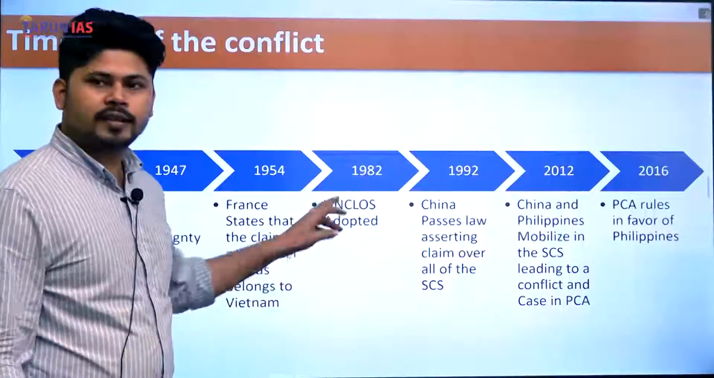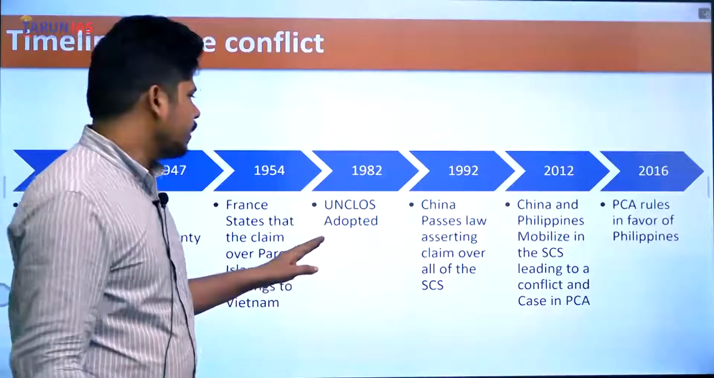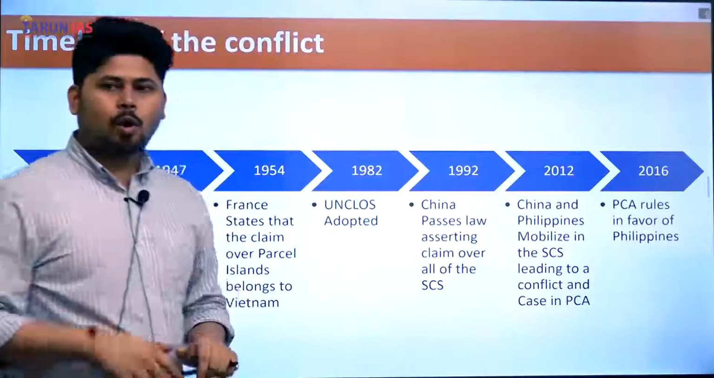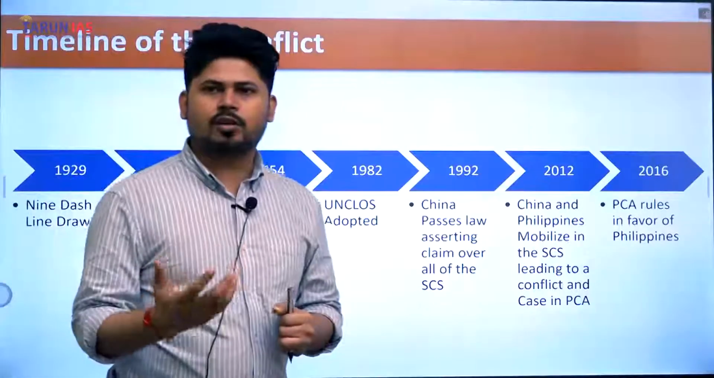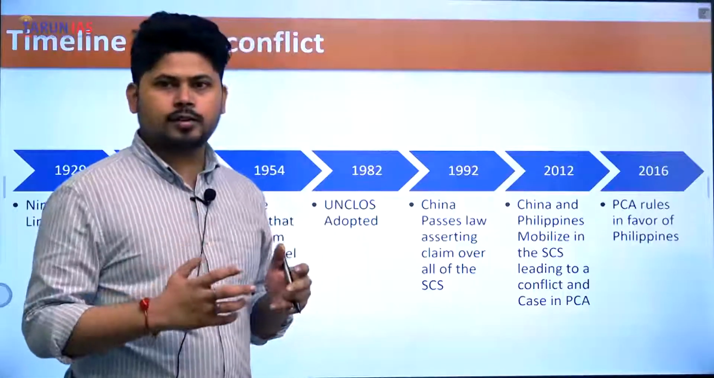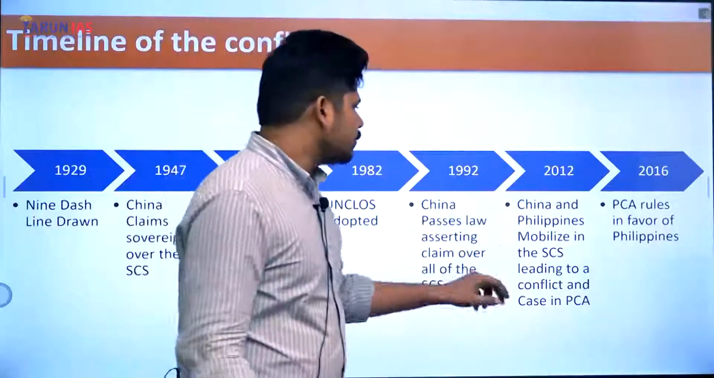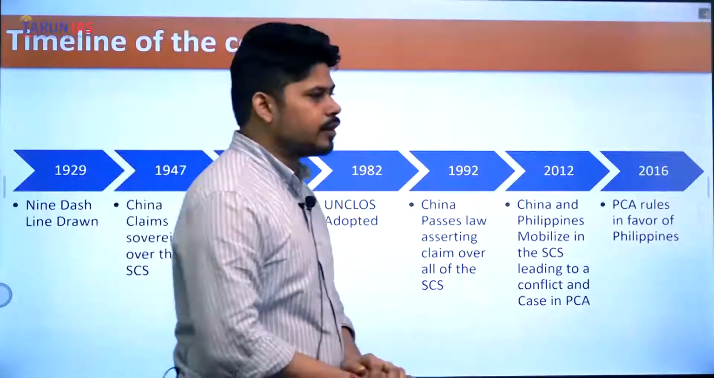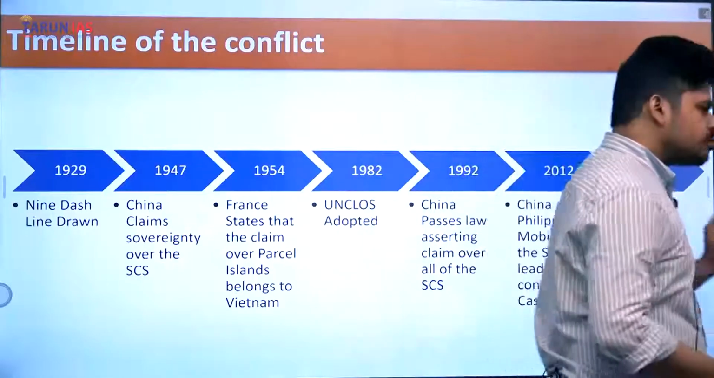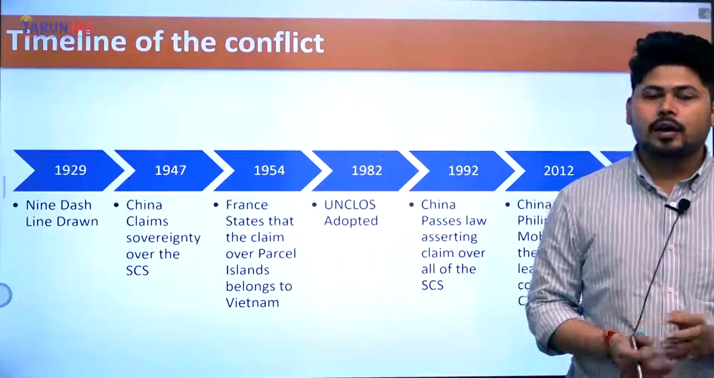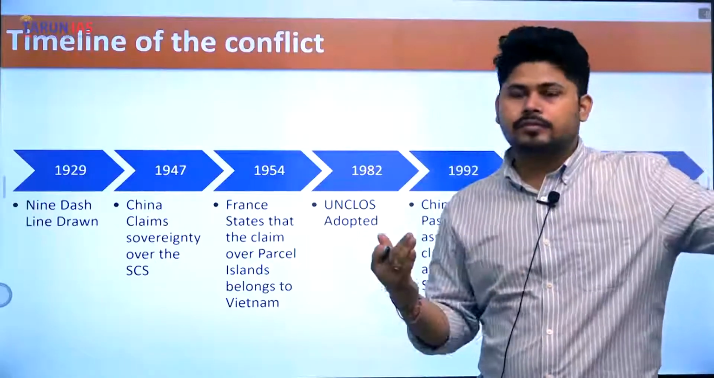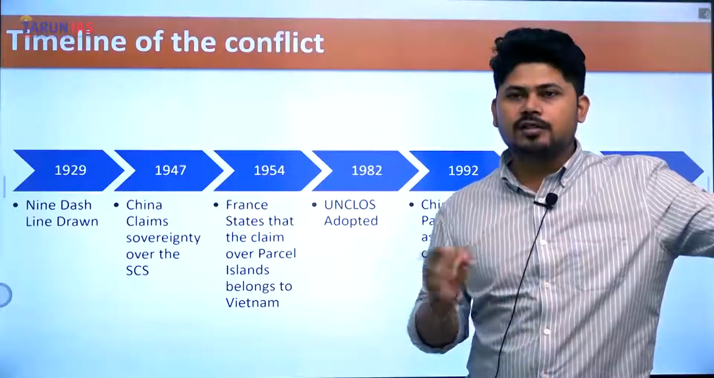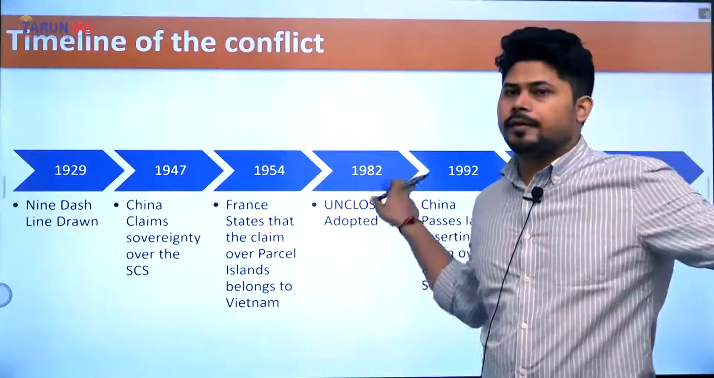Then in 1982 the United Nations Convention on the Law of the Seas was adopted. China passed a law in 1992 asserting a claim over all of the South China Sea, a domestic law that all of the South China Sea belongs to China. In 2012, China and Philippines mobilized in the South China Sea, leading to a conflict and a case in the Permanent Court of Arbitration. In 2016, the Permanent Court of Arbitration ruled in favor of Philippines, and still China has not accepted the ruling, and still China claims the South China Sea as its own.